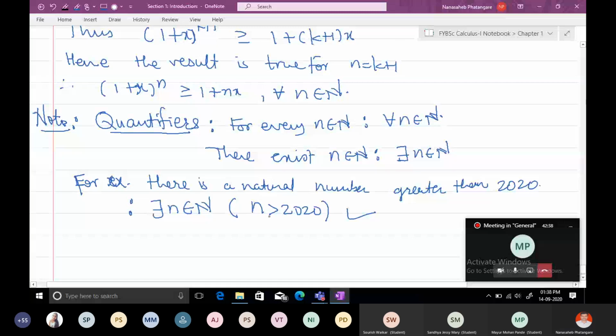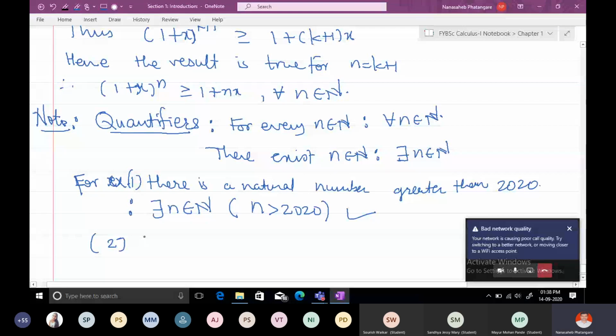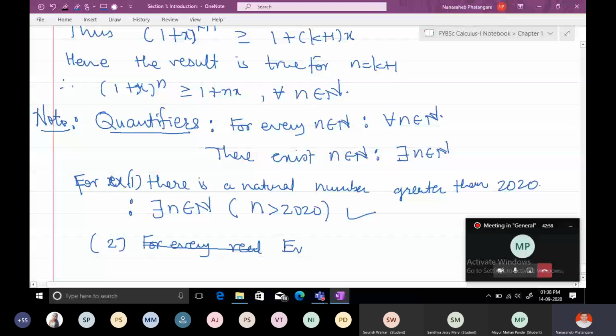One more example, let me tell you. For every real number, the square of every real number is positive.